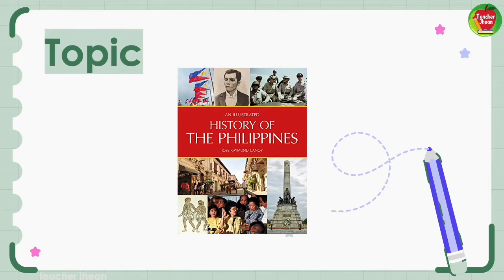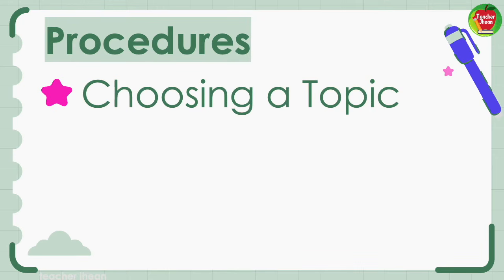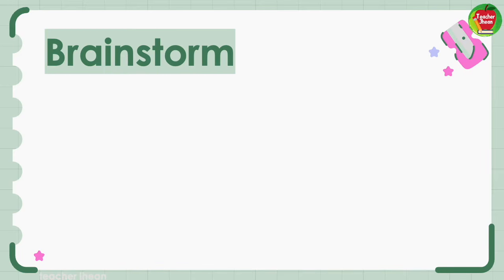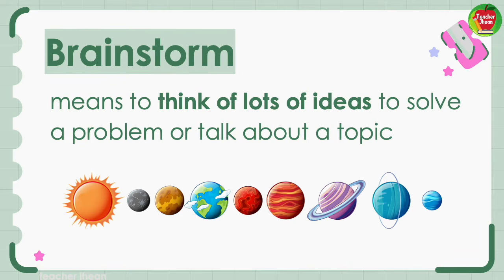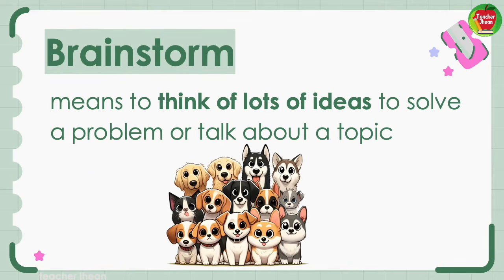So, how are you going to write a topic? Here are the procedures. First is choosing a topic. But how are you going to choose a topic? Of course, what we're going to do first is to have a brainstorming. It means to think of a lot of ideas to solve a problem or talk about a topic and think of some ideas that you know a lot about. For example, you know a lot about planets or about dogs.